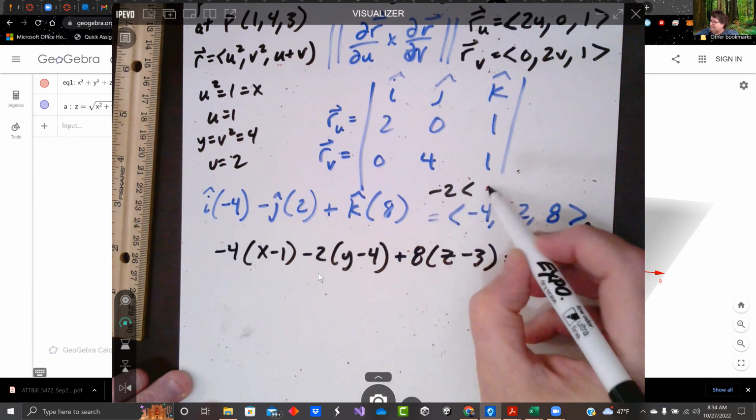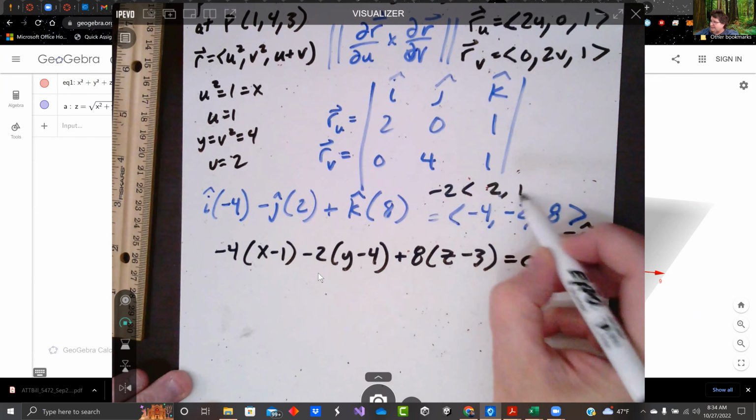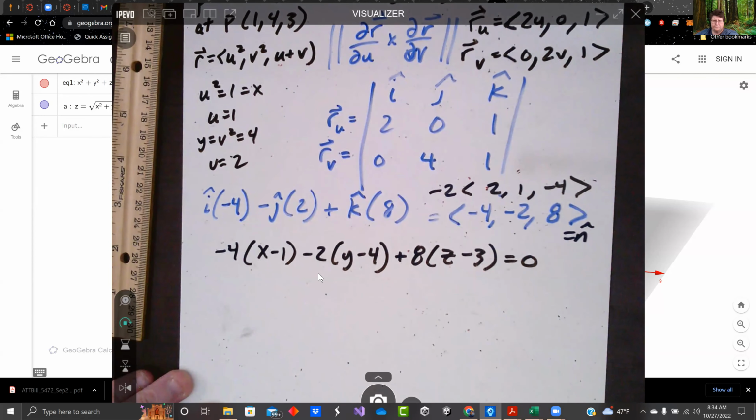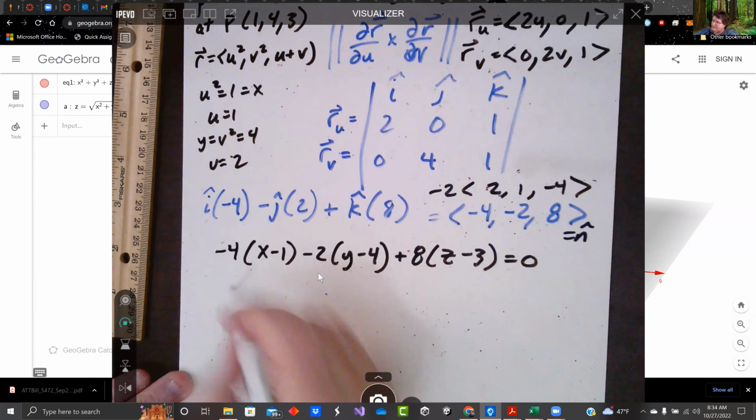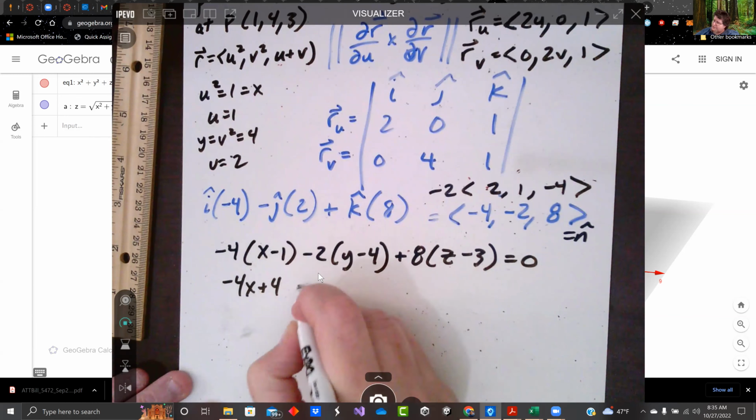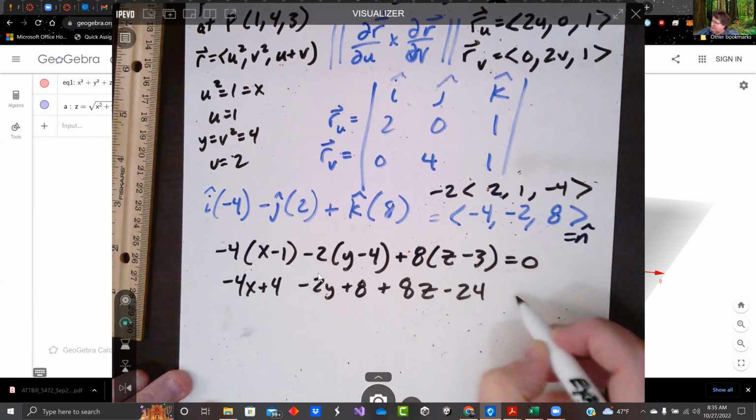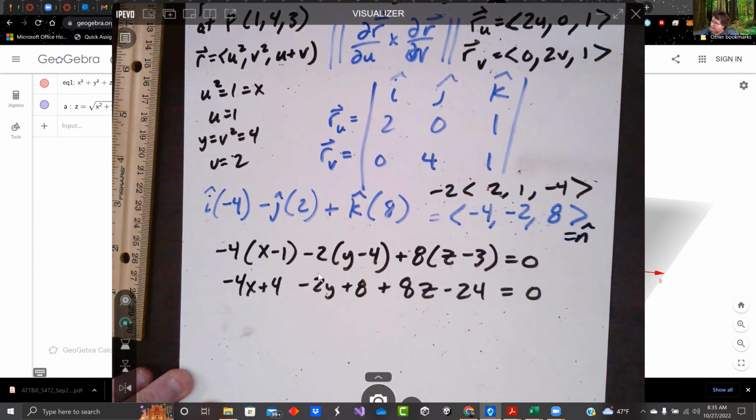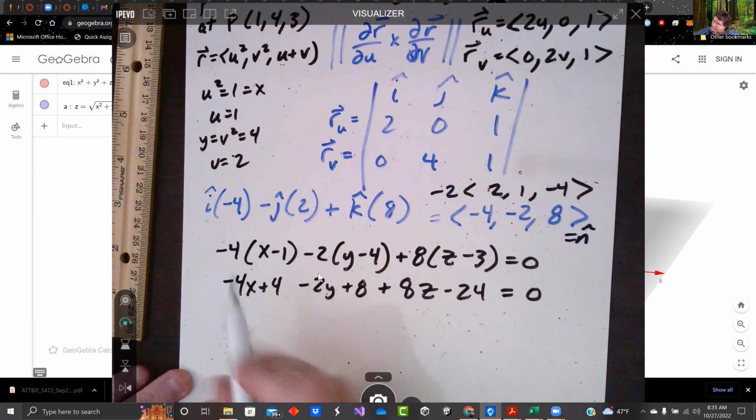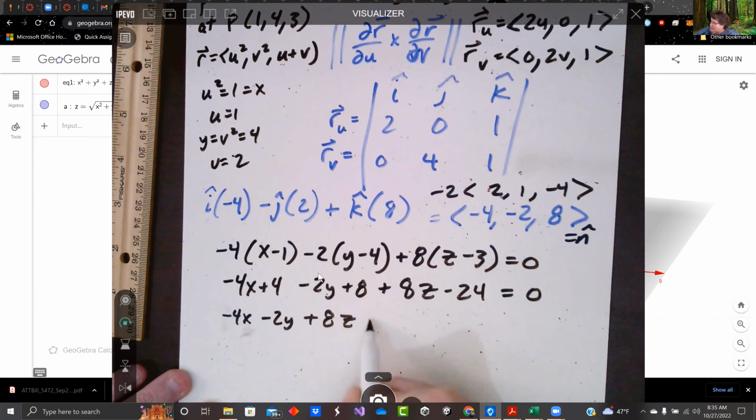Heck, we could have even factored out a -2 and made this 2, 1, and -4 and done the same thing. So I've got -4x plus 4 minus 2y plus 8 plus 8z minus 24 equals 0. Let's see, 4 and 8 is 12, minus 24 would be negative 12 equals 0.